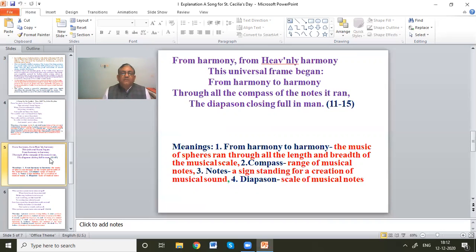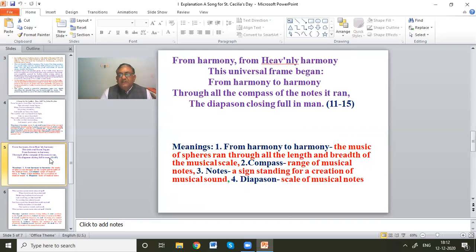"From harmony to harmony, through all the compass of the notes it ran." Harmony from music to music; compass means range. All kinds of notes means music. Music was produced by God in all varieties. Variety one, then a better variety, then better, like that. It continued being produced by God. The result was that when the different varieties were produced, different elements and different things were taking shape by the power of music.